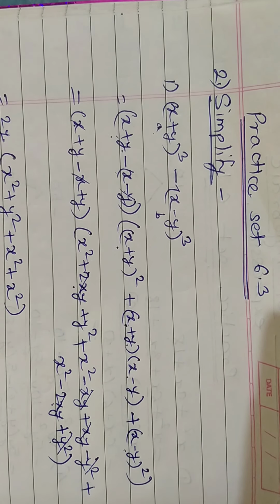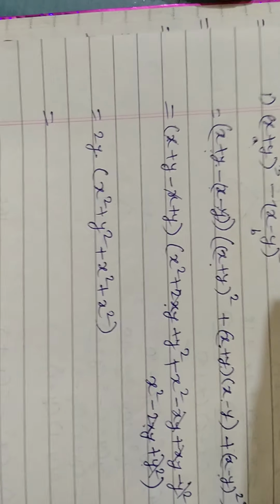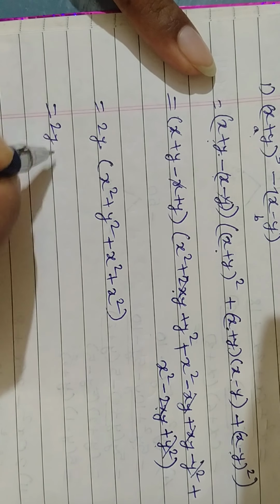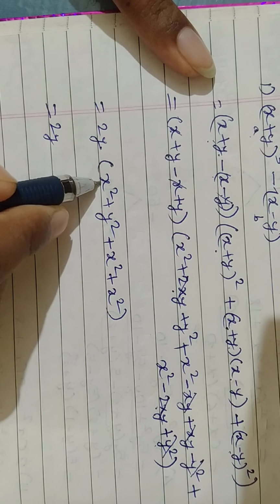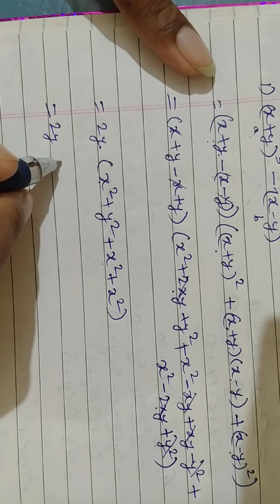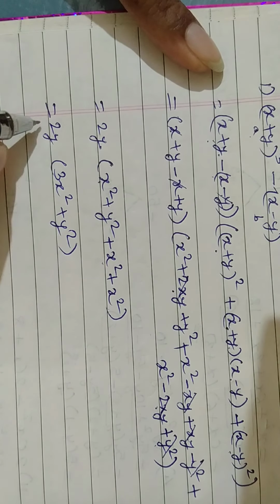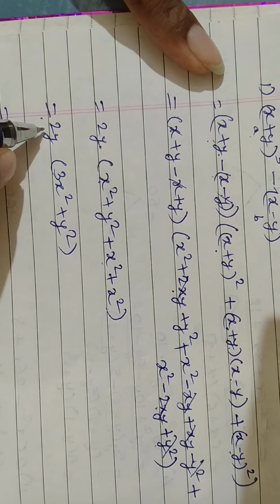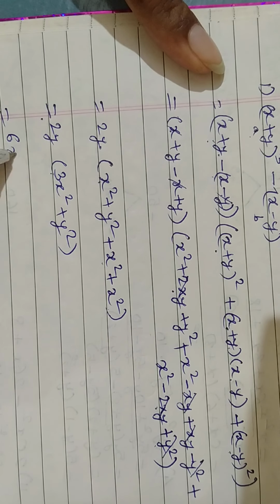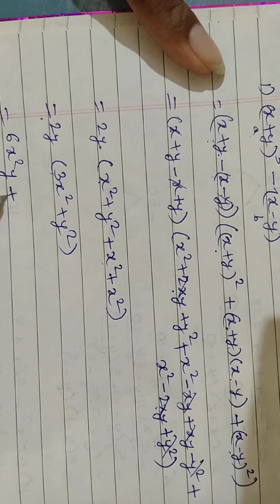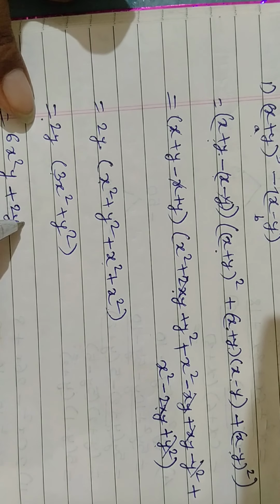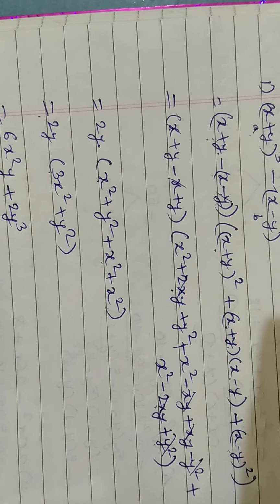See here, 2y inside the bracket, 3 times x square is there, that means 3x square plus y square. Now we will multiply this, 2 into 3 is 6x square y plus 2y cube. This is your final answer.